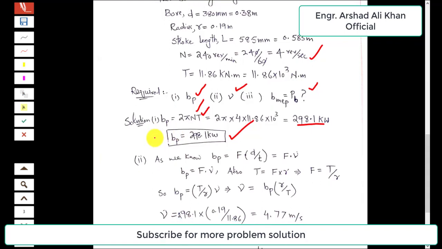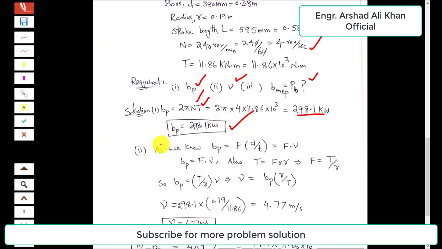Further, to find the mean piston speed, we have another expression for brake power: brake power is equal to F into d by t, where d is the distance. If we replace d by t with v, which is the velocity, velocity is the displacement per unit time, so brake power is equal to F dot v, where F is the force and v is the velocity.